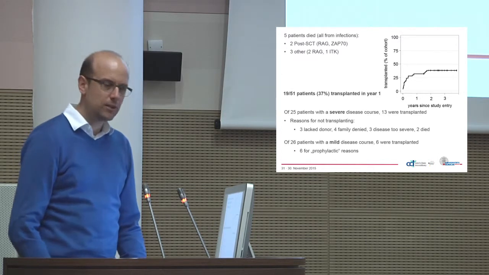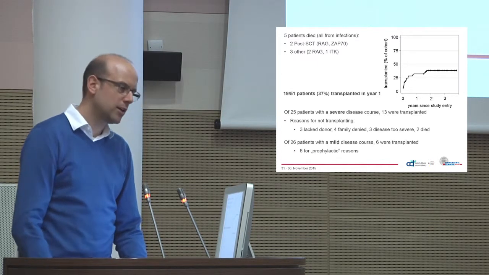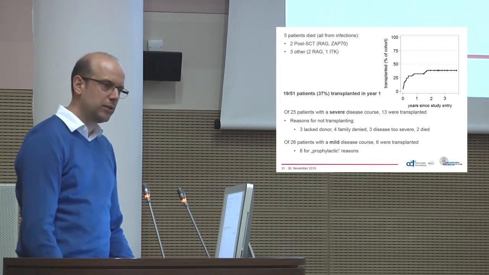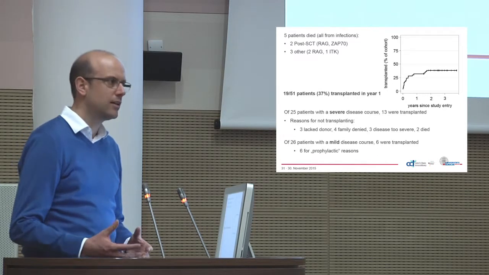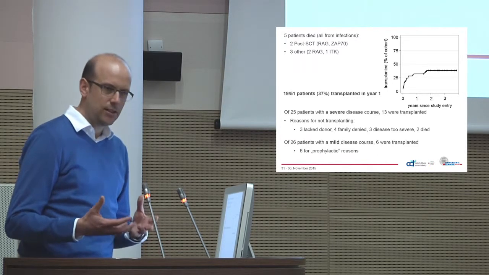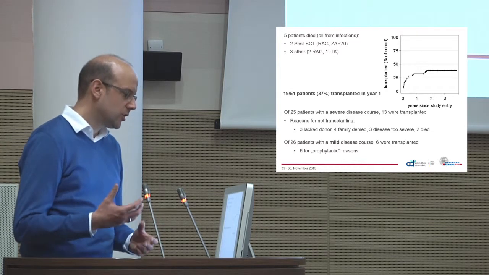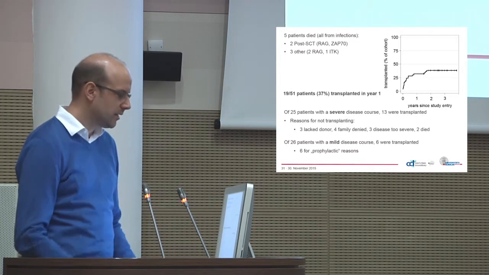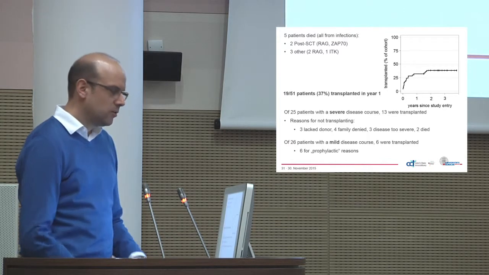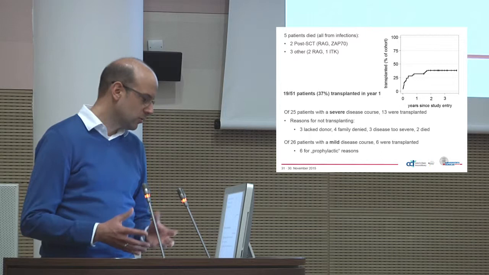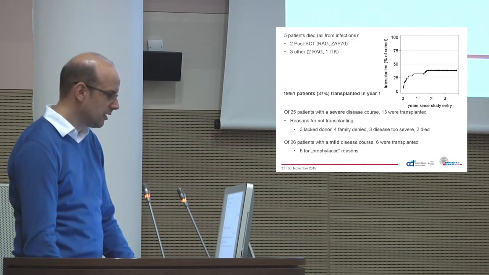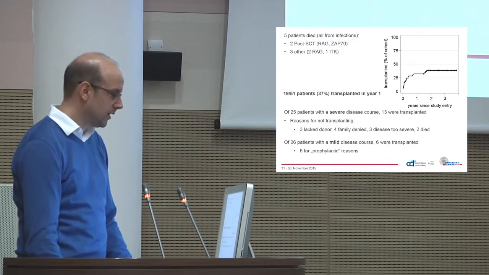Looking at transplantation, among those patients who were in the study for 1 year, 37% have been transplanted, really showing that this is a condition where transplant indication is an issue. Children are significantly sick, so transplant is considered. Looking at those who were judged to have a severe course of disease, and these were 25, so half of those recruited patients, only 13 were transplanted.